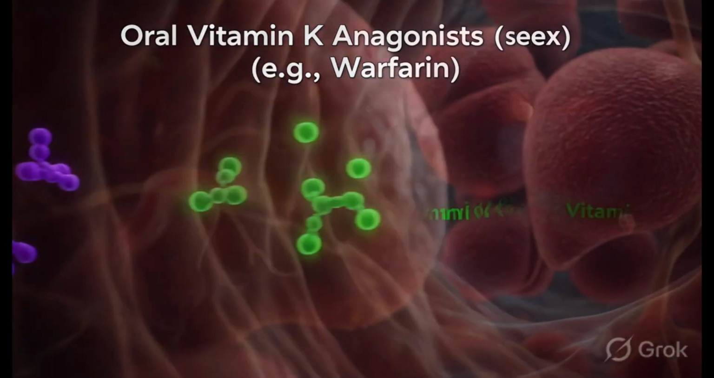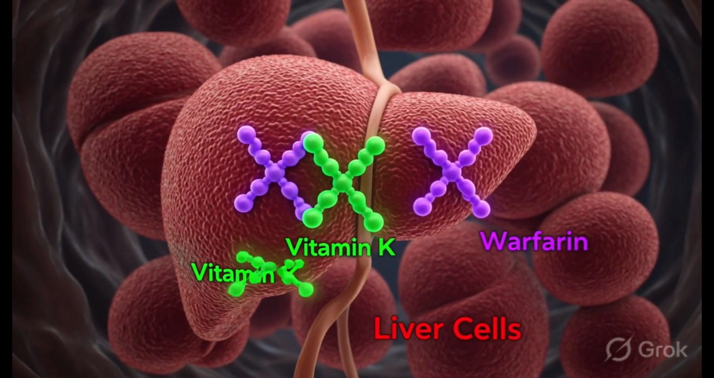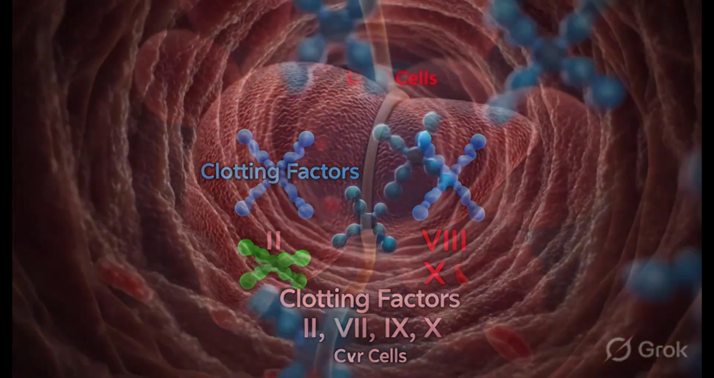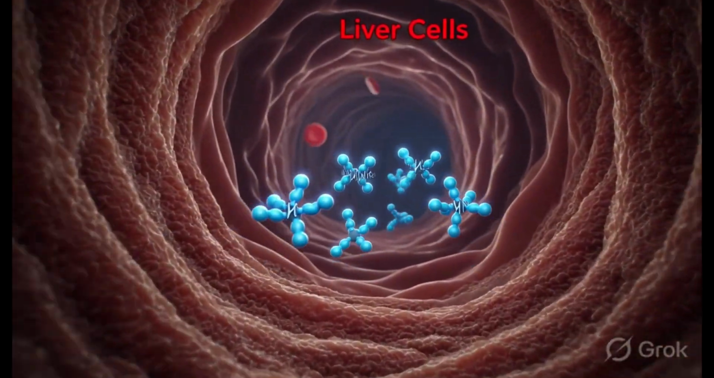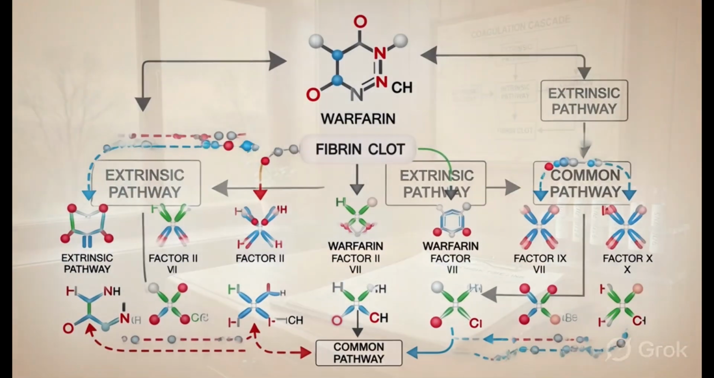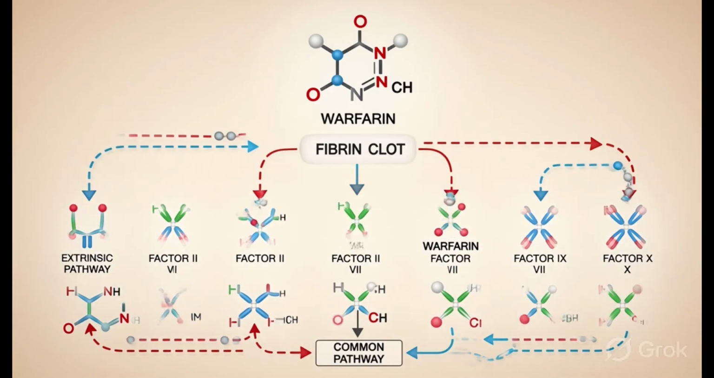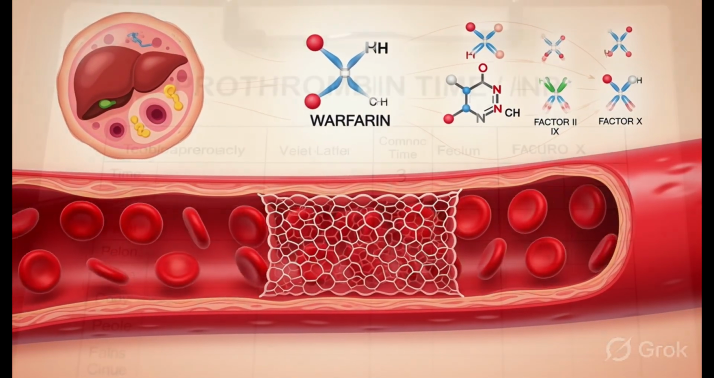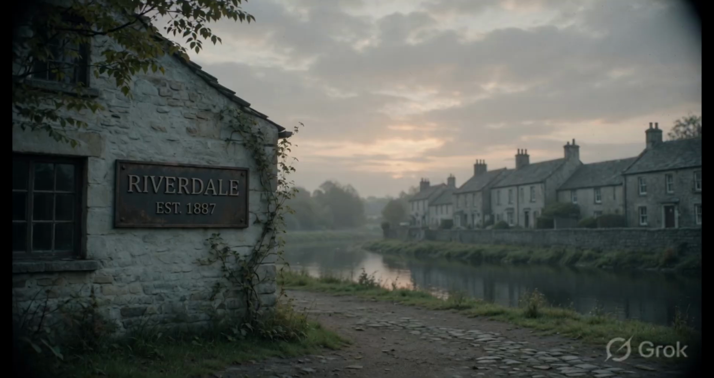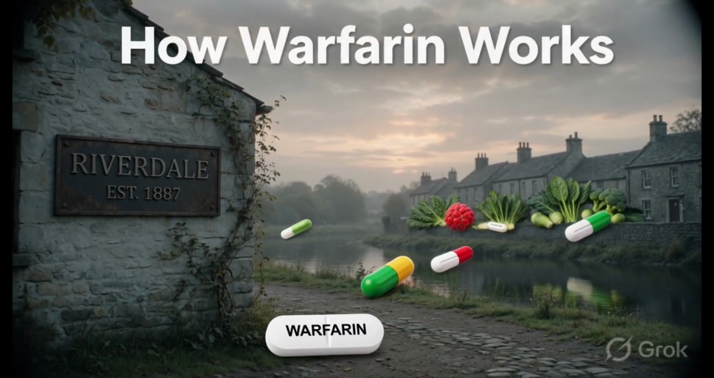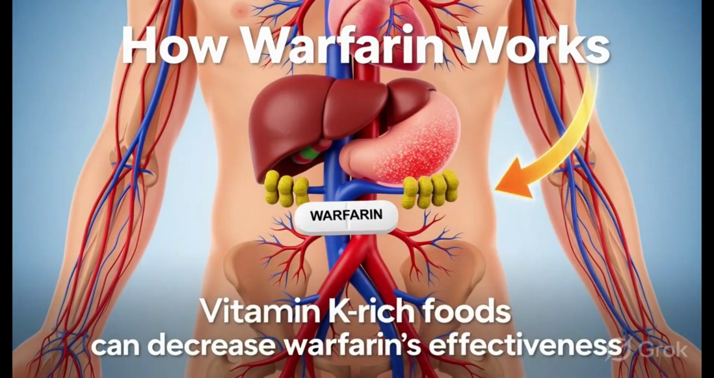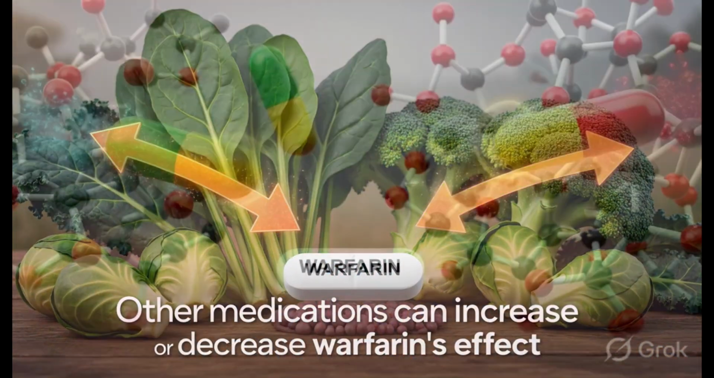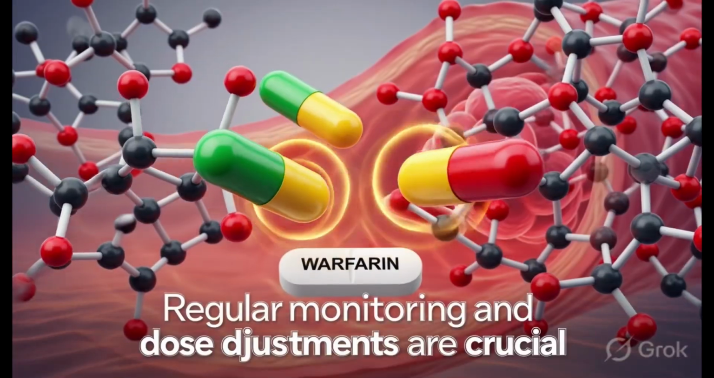Oral vitamin K antagonists, primarily warfarin, block the vitamin K-dependent synthesis of clotting factors 2, 7, 9, and 10 in the liver. Because factors already circulating in the blood must first be depleted, warfarin's effect takes several days to develop, and it requires regular monitoring through the prothrombin time and INR. Its effect is also significantly influenced by diet, particularly vitamin K-rich foods, and by interactions with many other medications, making dose adjustment an ongoing process.